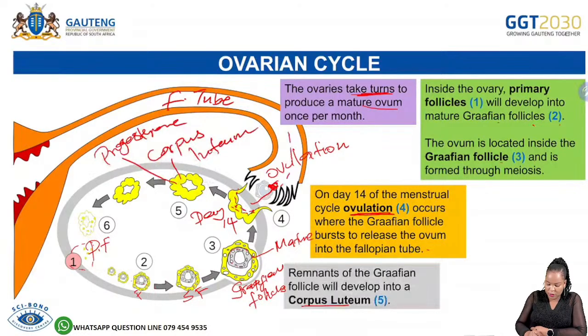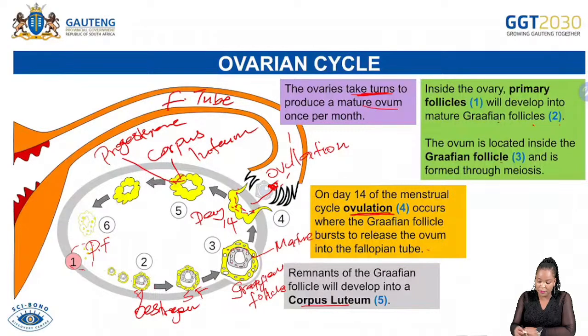Right here, these follicles are secreting the hormone estrogen. So as it goes now, the Graafian follicle, the corpus luteum. The corpus luteum, this yellow body here, as it develops, will start to disintegrate if pregnancy did not take place. So once you start seeing it disintegrating or becoming smaller, then you know that pregnancy did not take place.